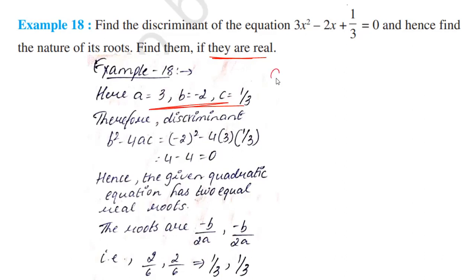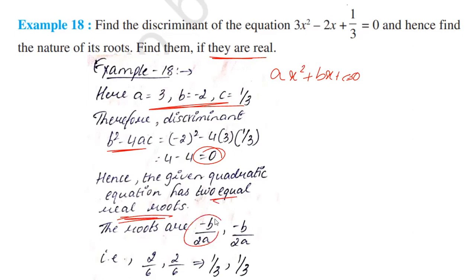Just compare it with the standard form of the equation. Let me just write it. Ax square plus bx plus c equals 0. Compare it with the standard form ax square plus bx plus c equals to 0. And therefore write the discriminant b square minus 4ac. Find it. It is equal to 0. So what can we conclude? The roots are real and they are equal. Two roots are equal and they are real.